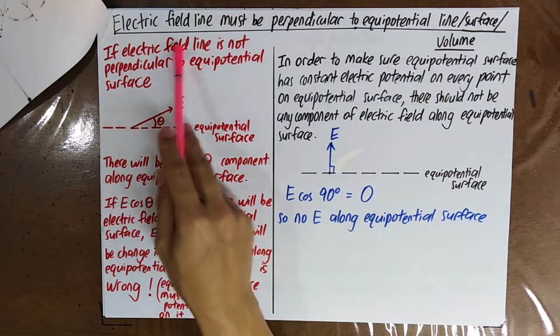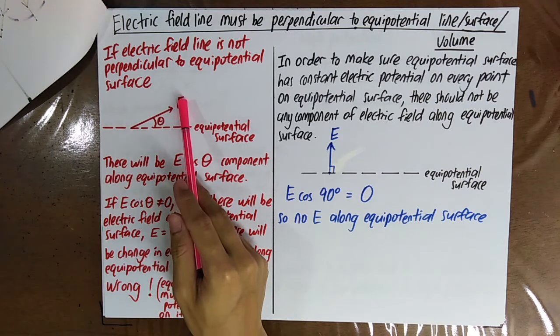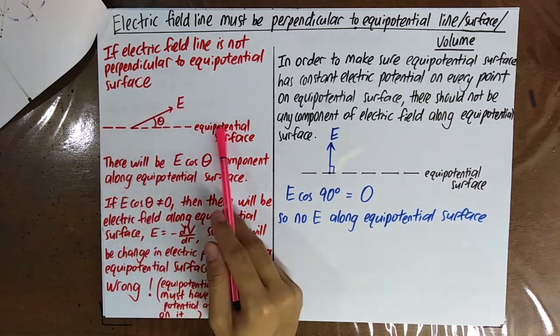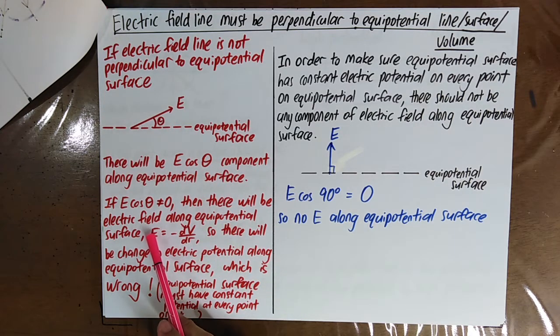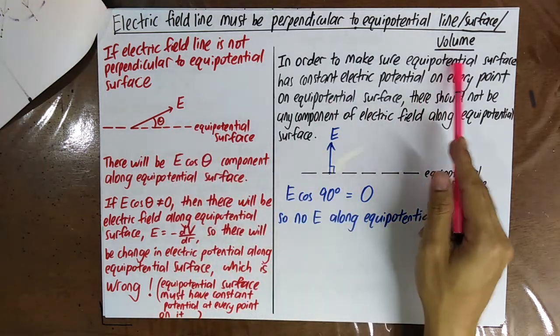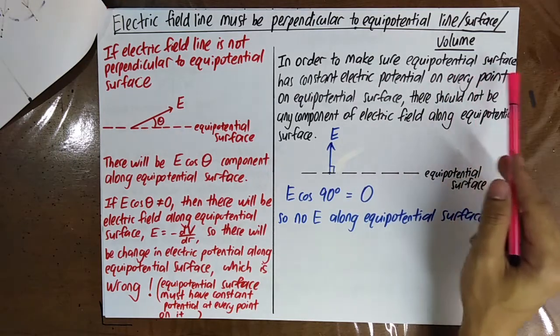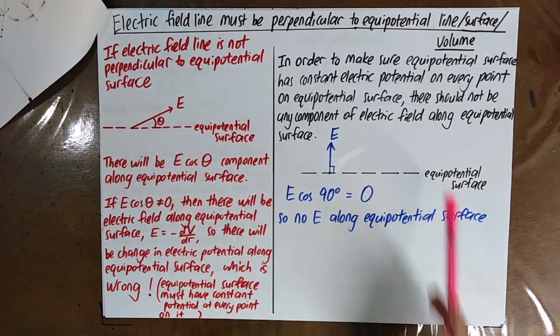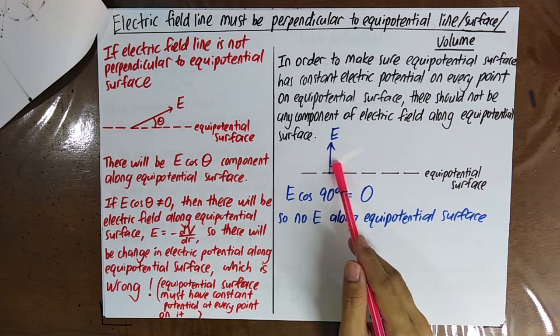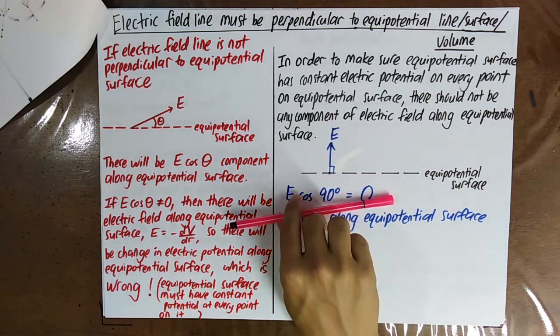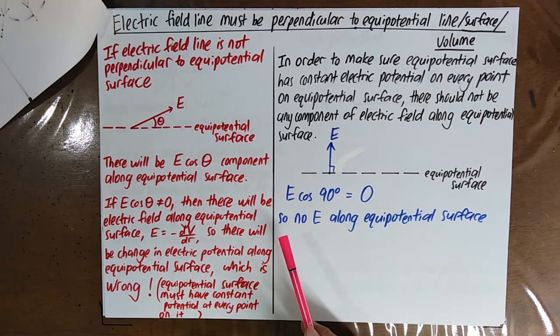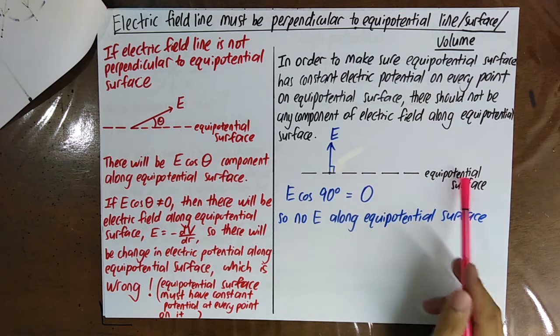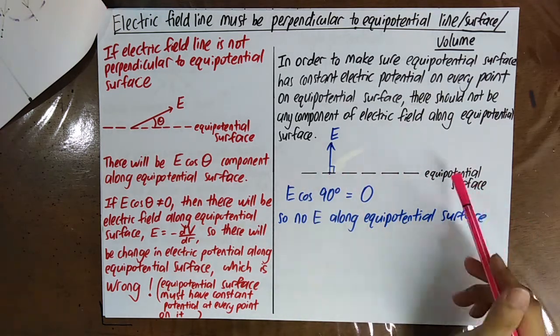Let's say if the electric field line is not perpendicular to the equipotential surface, then surely you can find a component of the electric field along the equipotential surface. But what we mean by the electric field is that E equals negative dV/dr. If there is a non-zero electric field, that means there will be a change in the potential. But just now we said that the equipotential surface must have a constant electric potential at every point on that surface. So surely we cannot have any component of electric field along the equipotential surface, and that's why E must be perpendicular to the equipotential surface, so that E cos theta, with theta being 90 degrees, is 0. So we have to make sure that there is no electric field strength along the equipotential surface, so that the equipotential surface can really have a constant potential.